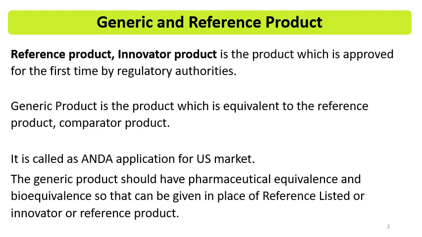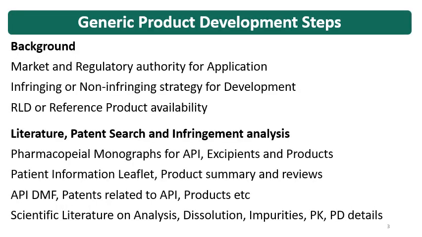Generic product does not involve the complete preclinical and clinical studies. However, the generic product applicant does the bioequivalence studies with the innovator formulation and proves that the generic product is not significantly different or is the same replica of the innovator formulation or innovator product, and that is the basis of the generic product approval.